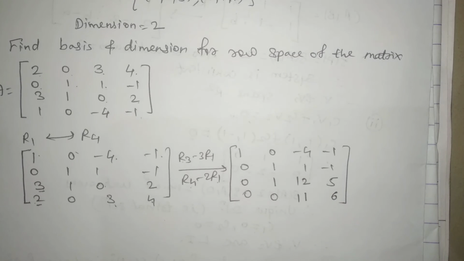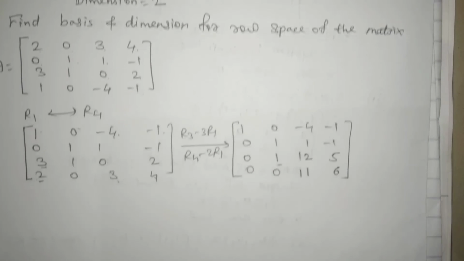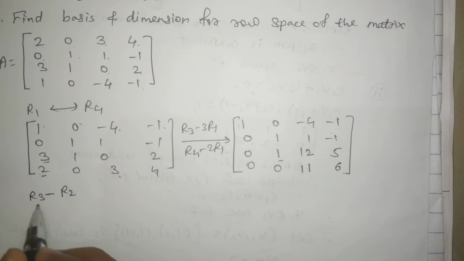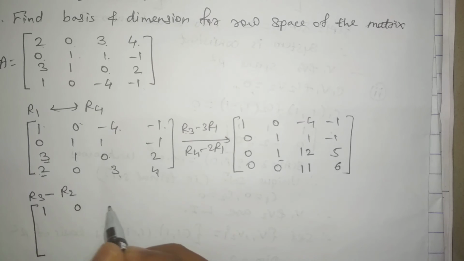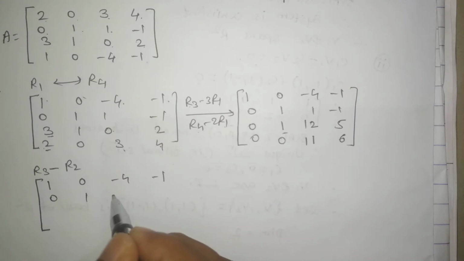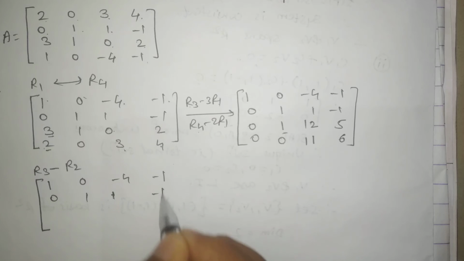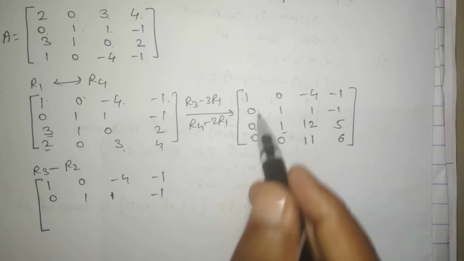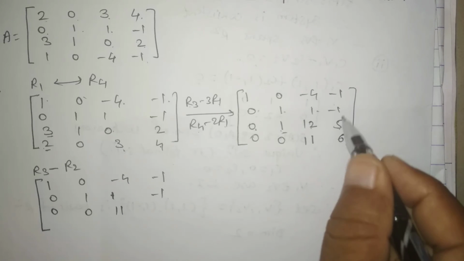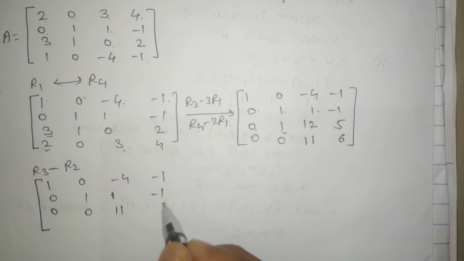Okay. After that we have to make here 0. So the operation is R3 minus R2. By using this operation you will get the first row as it is, second row as it is, and third row 0 minus 0 is 0, 1 minus 1 is 0, 12 minus 1 is 11, and 5 minus minus 1, that is 5 plus 1, is 6. Last row as it is.